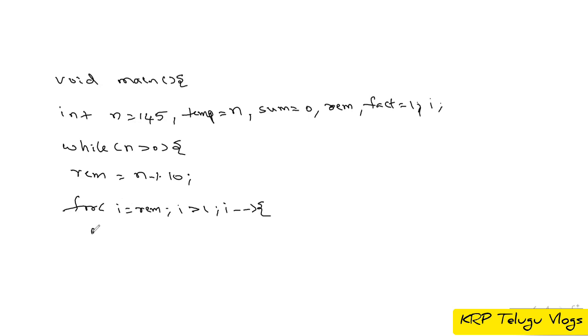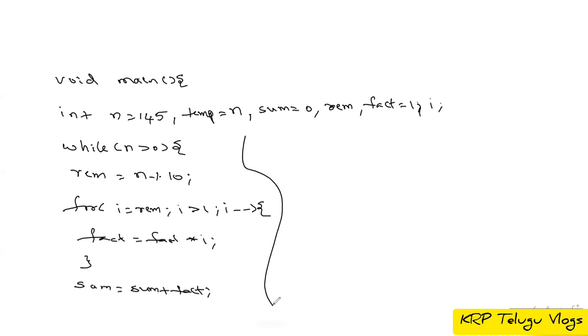So what you will do, factorial is equal to factorial value into i. So first factorial is 1 into 5, so 5. Next 5 into 4, 20. 20 into 3, 60. 60 into 2, 120. So this fact will become 120. So I will add that 120 to sum. Sum is equal to sum plus fact.